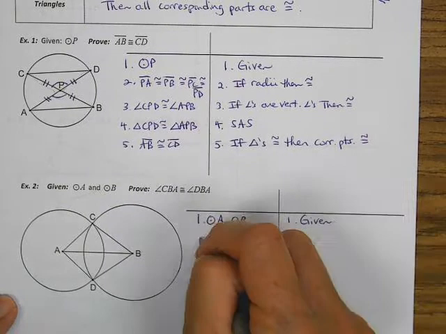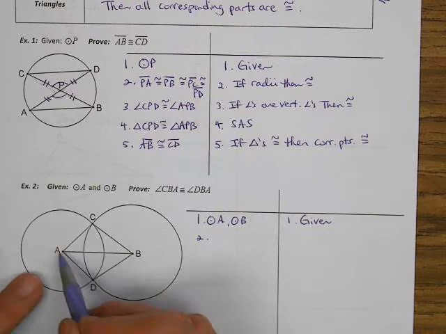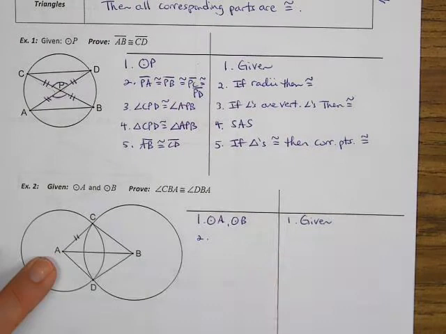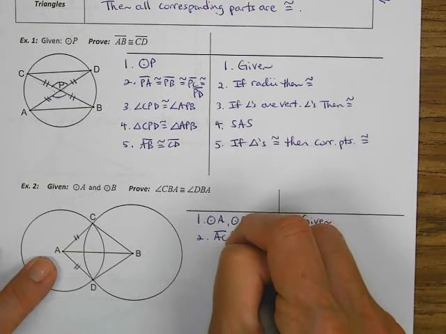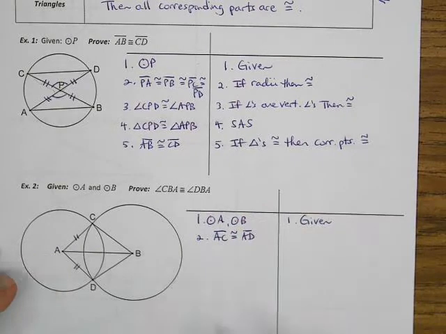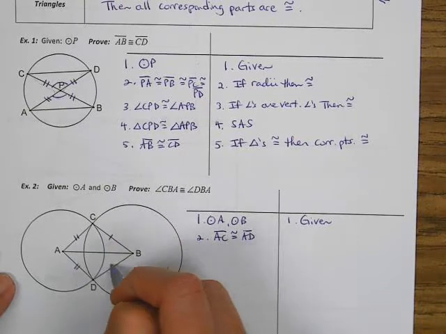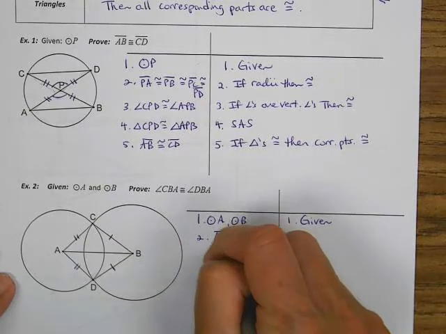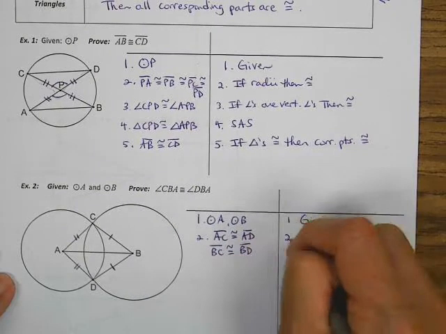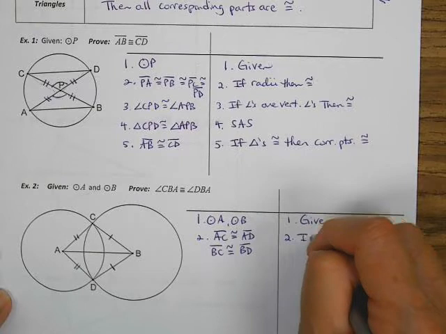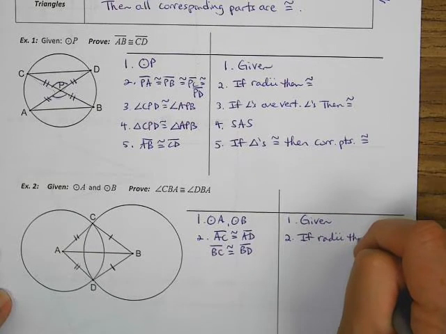Let's just start with those before we look at the prove. Circles give us radii. So in circle A, I have radius AC and I have radius AD. I can get those congruent. And in circle B, I have radius BC and I also have radius BD, so those should be congruent. I cannot say that they're all congruent because they're not in the same size circles. So if radii, then congruent.